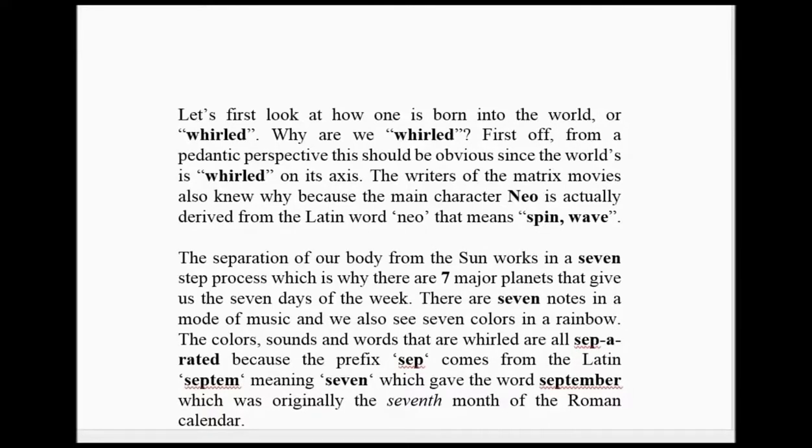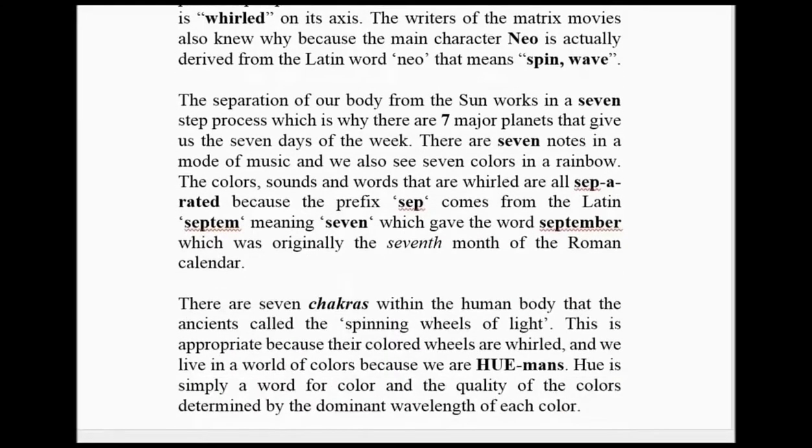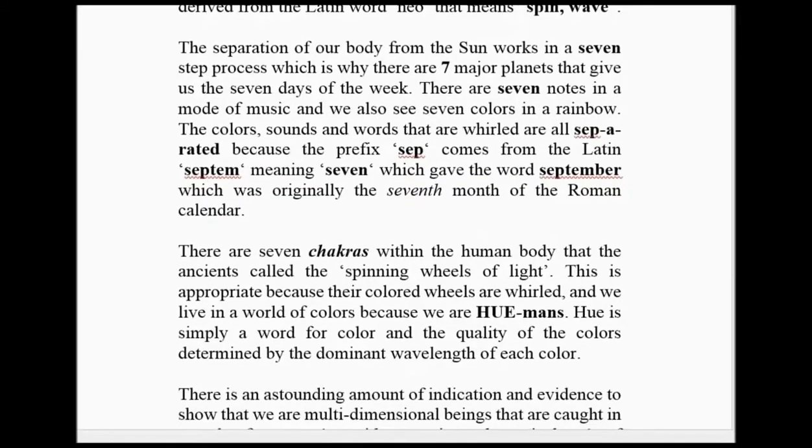And look at how one is born into the world, or whirled. Why are we whirled? First off, from a pedantic perspective, this should be obvious since the world is whirled on its axis. The writer of the Matrix movies also knew why, because the main character Neo is actually derived from the Latin word neo that means spin or wave.